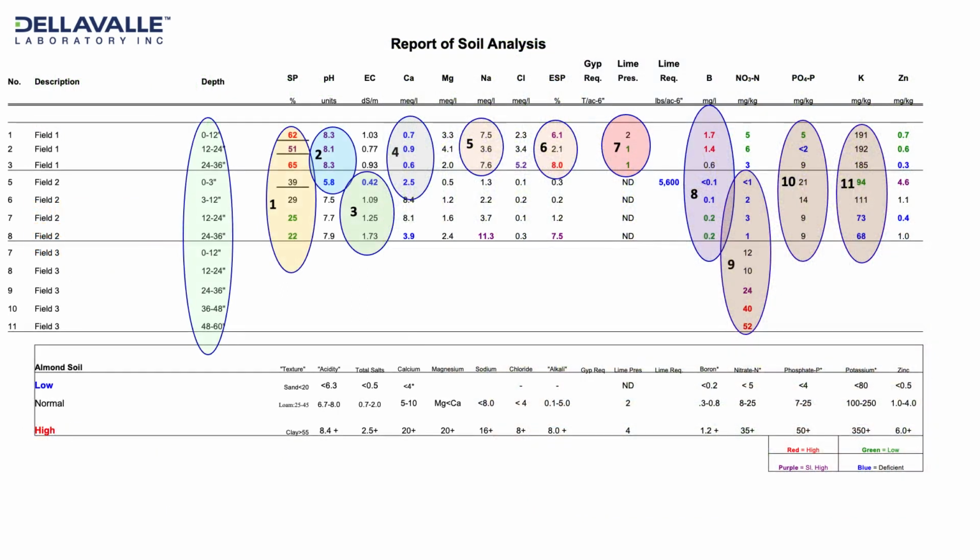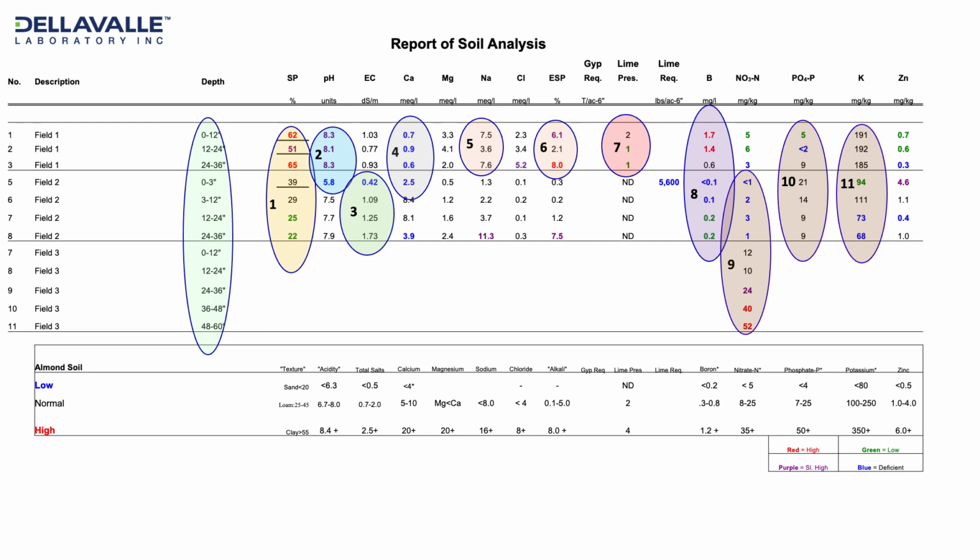This is a typical soil analysis. I hope you can see the numbers. I can see them here in the back. It may be a little bit difficult to see. Anyway, this is just a typical report, with all the constituents on the top and critical levels on the bottom.